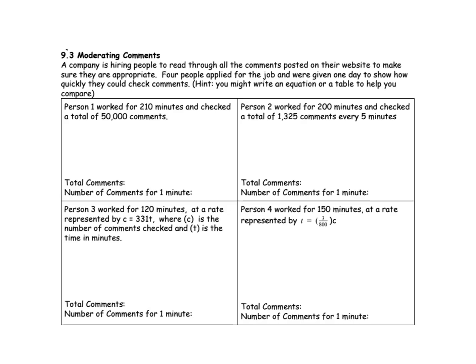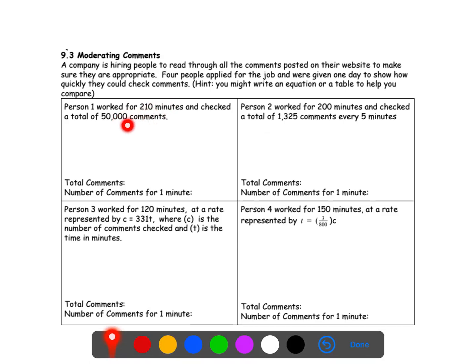So first, we're going to look at person 1. And it tells us person 1 worked for 210 minutes and checked a total of 50,000 comments. Now, using that information, we're going to find 2 things, and this is going to be the same 2 things for each of the 4 candidates. First, we're going to know how many total comments they checked. But if you look closely, each person worked for a different amount of time. So finding the total amount of comments checked is not necessarily the fairest way to compare these 4 employees.